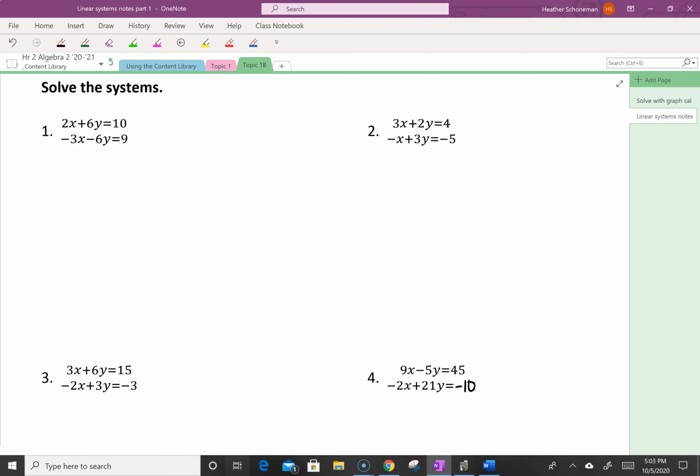Graphing is great if the numbers are small and you have a graph, but unless they force you to do it, I wouldn't graph. Substitution is great if one of the equations says x equals or y equals, but most of the time it won't. So the most efficient one is probably elimination.